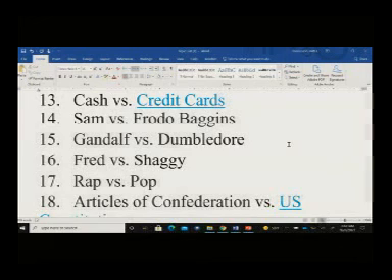Rap versus pop, you know, and the problem with doing the music genres is when you're talking about rap versus pop, there's a lot of crossover artists that, you know, you now have rap and country music, you have rap and popular music, so you'd have to really differentiate between the two. So you have to be careful when you're talking about contemporary music.